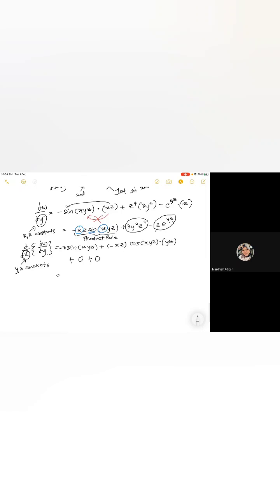And then plus, this is also constant, no x, right? Because here there is y and z only, there is no x. So everything is constant, zero. So this one you can multiply to the front. So basically this is your answer. So you can do it one by one, step by step.